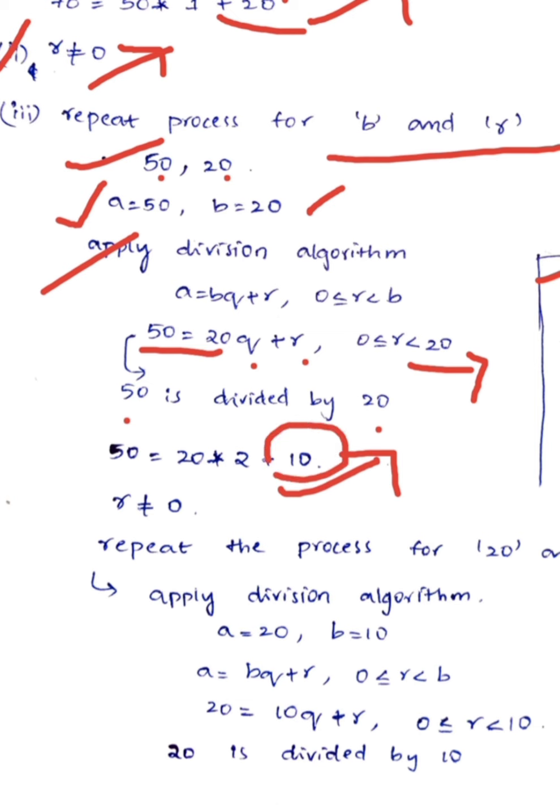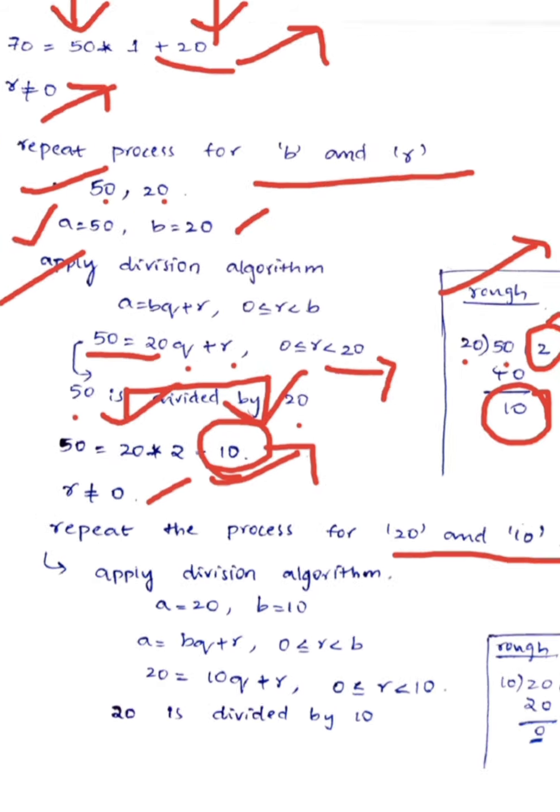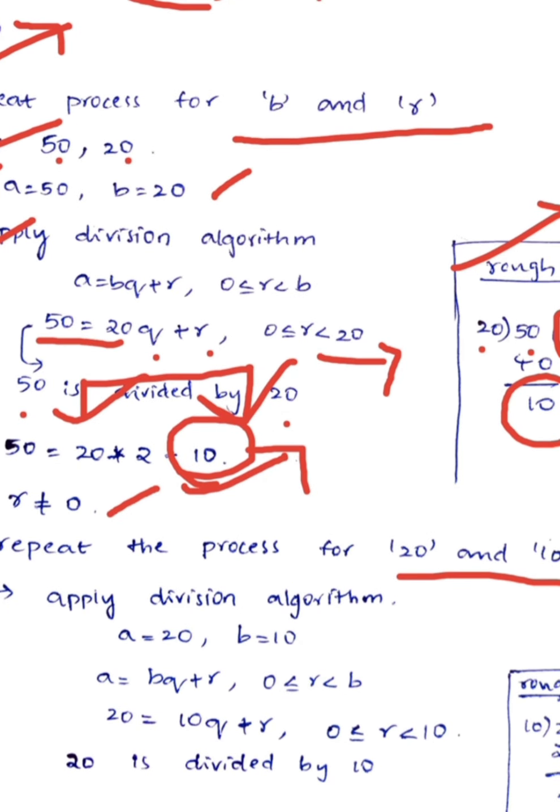Here the value of r is 10. It means that r is not equal to 0. So if r is not equal to 0, we need to repeat the process for b and r values, that is for 20 and 10. Now repeat the process for 20 and 10. So follow the same procedure for these values also. Now the new a and b values are 20 and 10. Now among 20 and 10, 20 is the greatest. So a is 20 and b equal to 10.